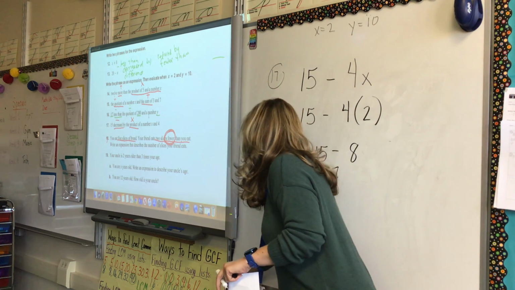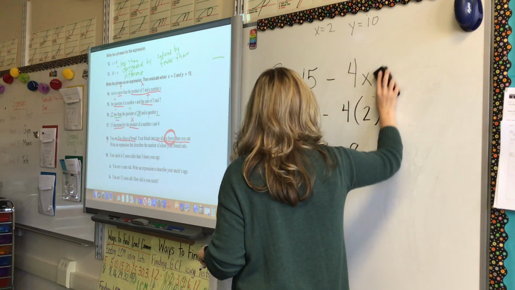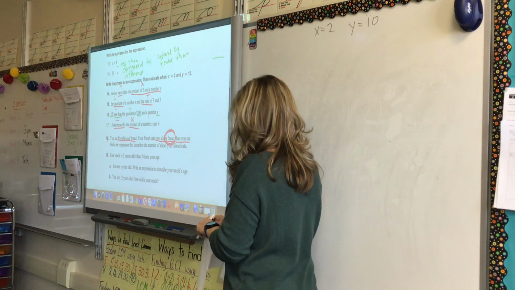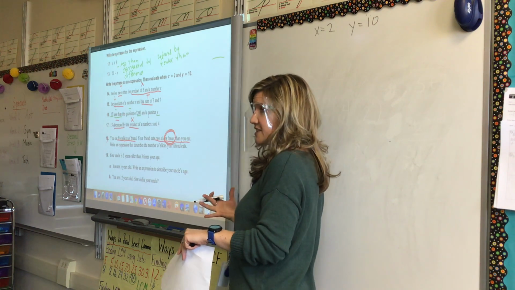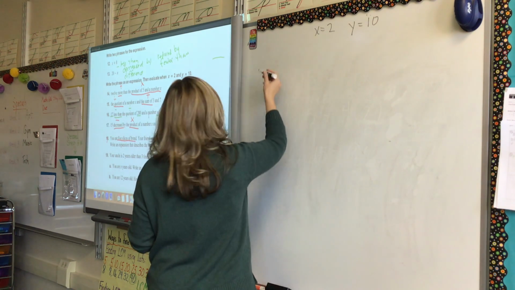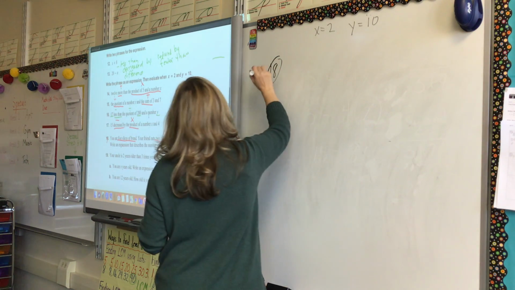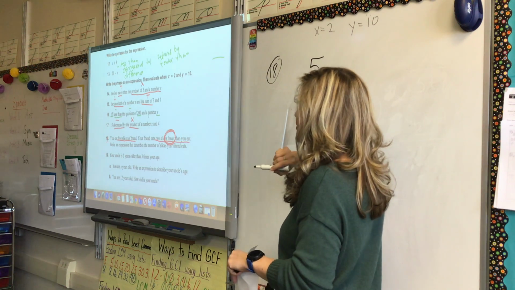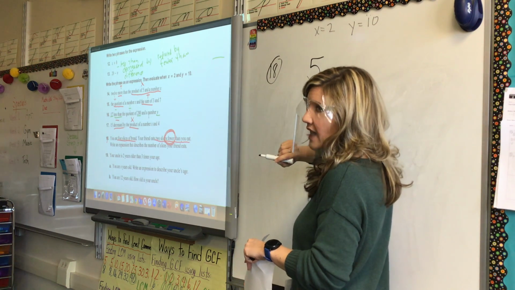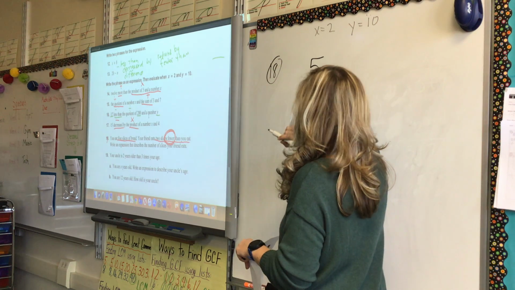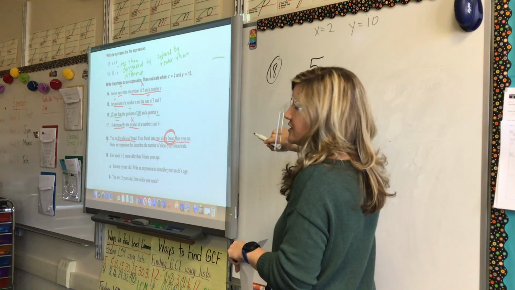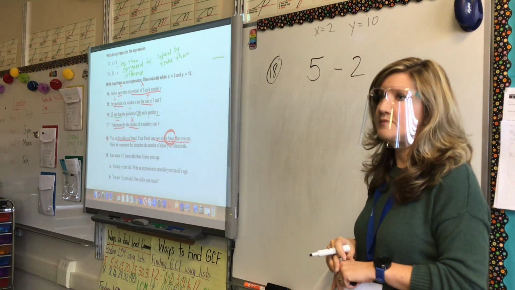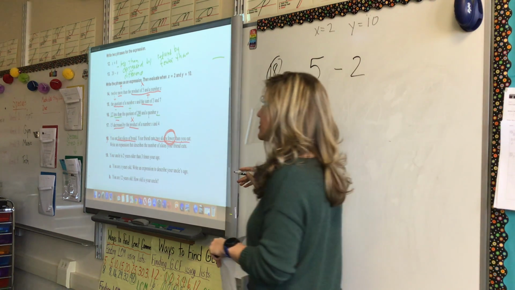Is it okay if we still put the answer? No, because it would be wrong since they're asking for an expression. If they said an equation, or evaluate the expression, then you'd solve it. But they just want you to write the expression. How much bread do you eat? 5. What does fewer mean? Less, which means to subtract. How many fewer pieces does your friend eat? 2. So 5 minus 2. That's it. Don't solve it.